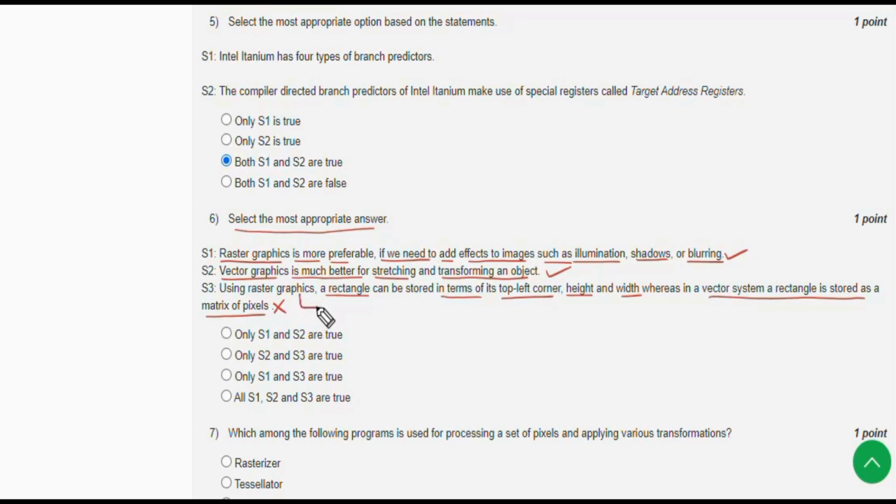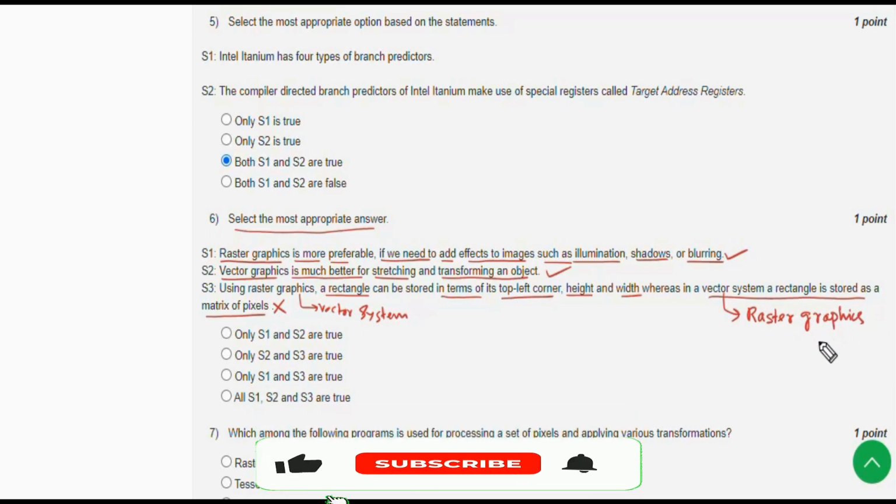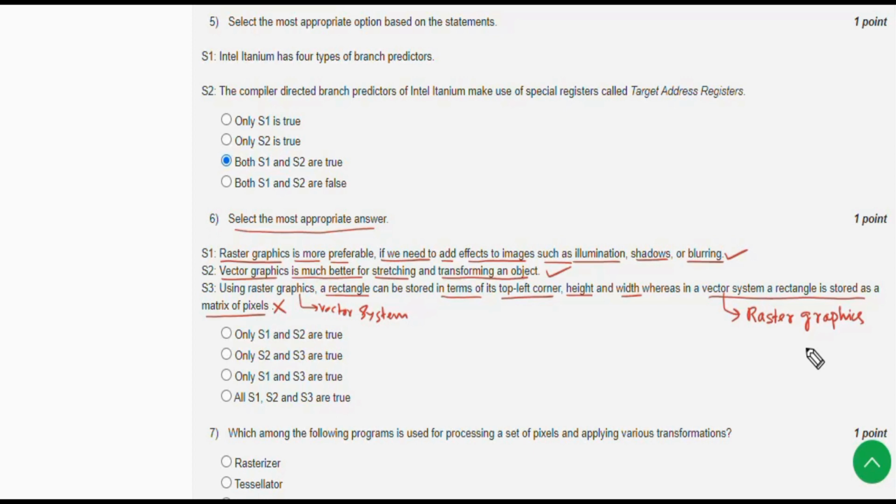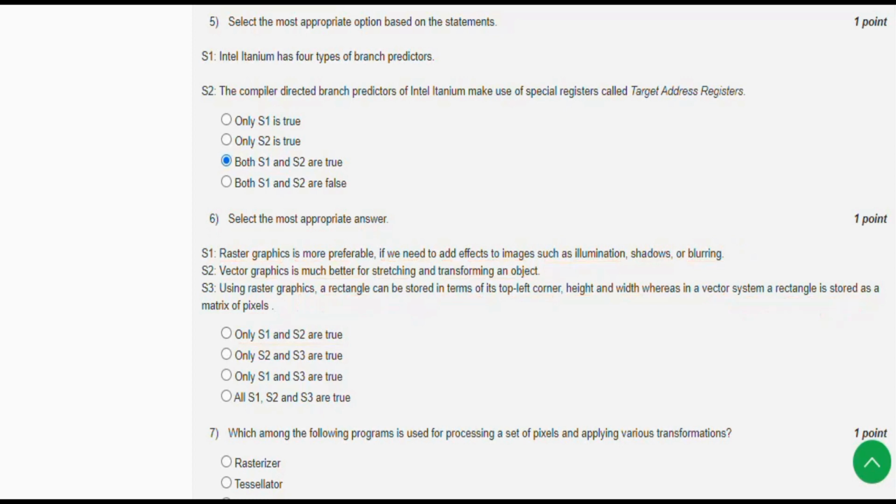Actually, using a vector system, a rectangle can be stored in terms of its top left corner, height and width, whereas in a raster graphics system, a rectangle is stored as a matrix of pixels. Okay. So here S1 and S2 are true. That means only S1 and S2 are true. Okay. So I select that one.